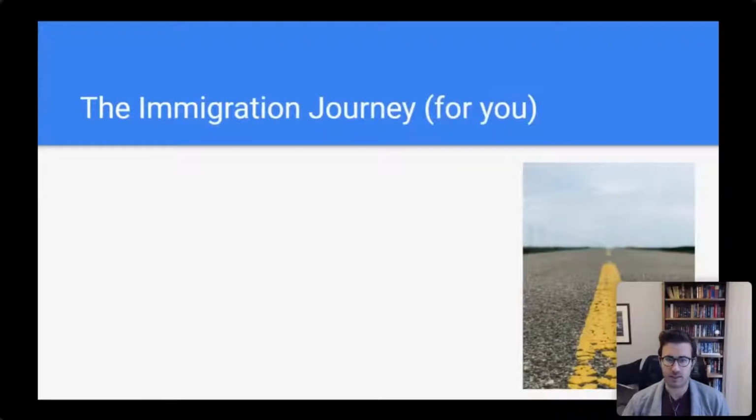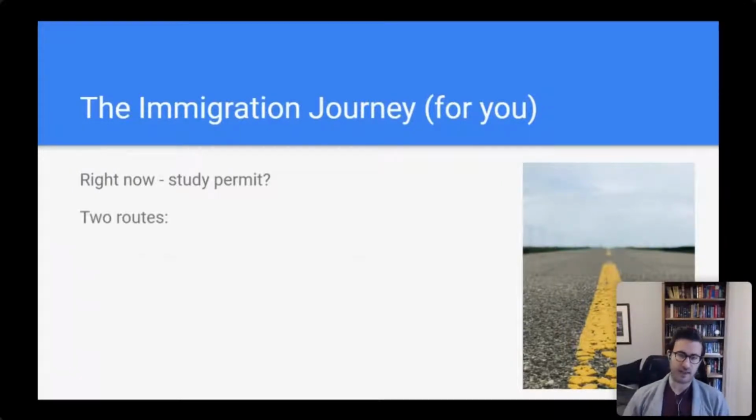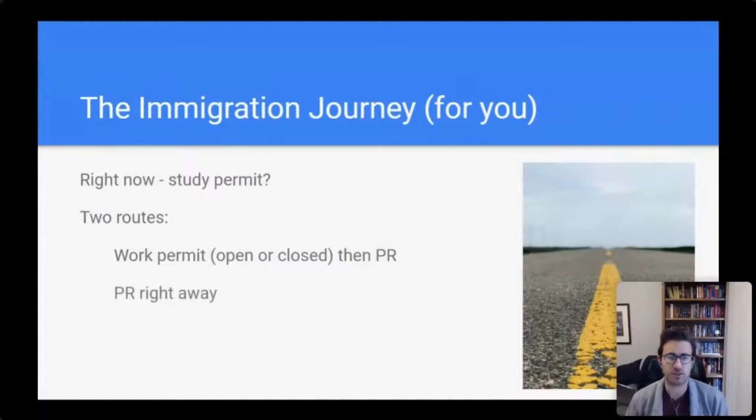All right, so let's talk about the immigration journey for you, right? Right now, you're probably on a study permit is my guess for most of you. There are then kind of two traditional routes you can use to work your way towards PR. I'm assuming most of you ultimately want to get PR. Maybe you do or don't want to get citizenship. It doesn't really matter for the purposes of this presentation. But there's typically one of these two routes you're going to take.